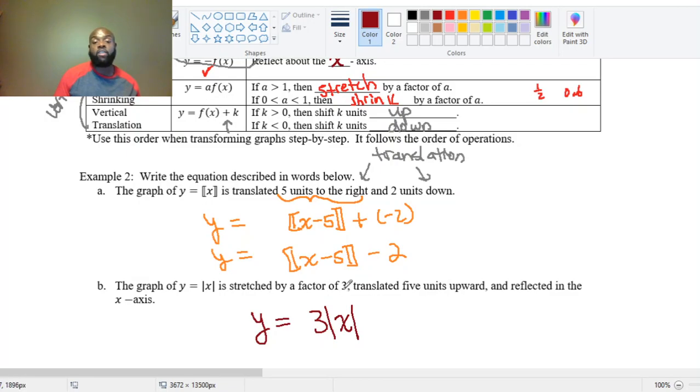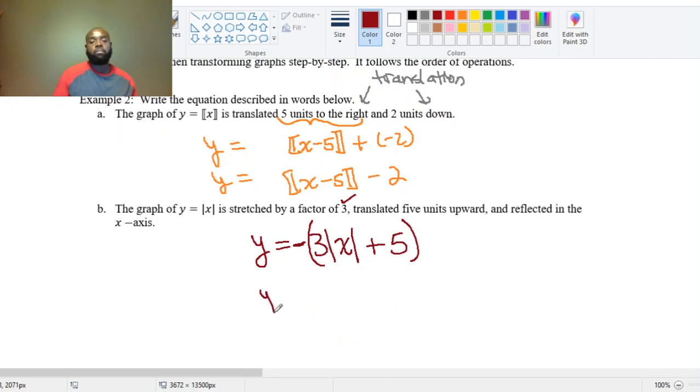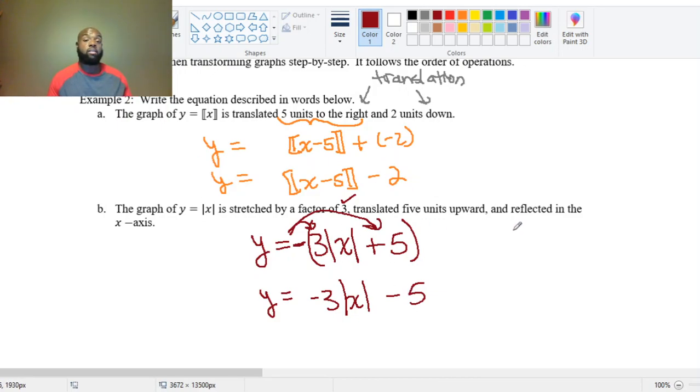So it's stretched by a factor of 3. That means I multiply by 3. I translate 5 units upward, so I'm going to add 5 to the outside, like this k. And then it's reflected in the x-axis. That means I take what all I have, and I multiply it on the outside of that function. So I have y equals -3, absolute value of x, minus 5, because I need to distribute this -3 to both of those terms. And there is the function that is described here.